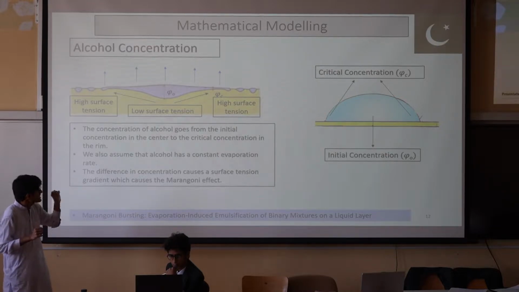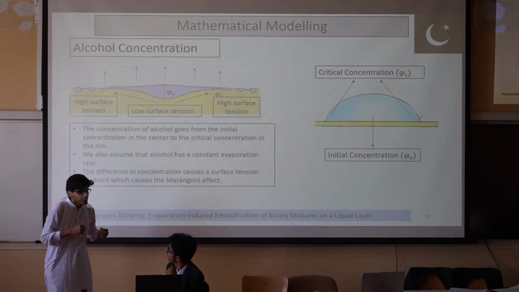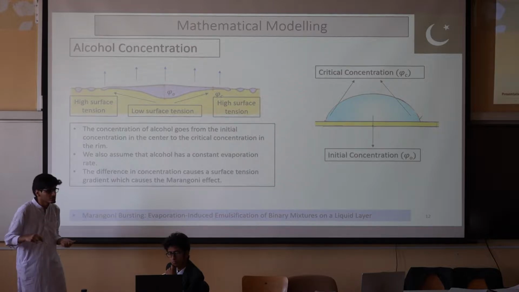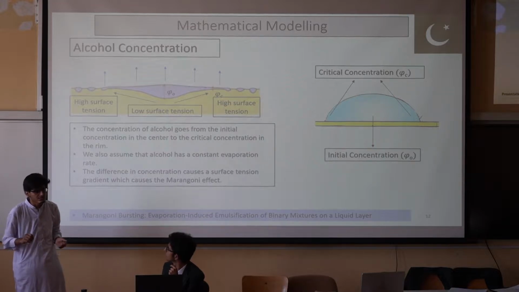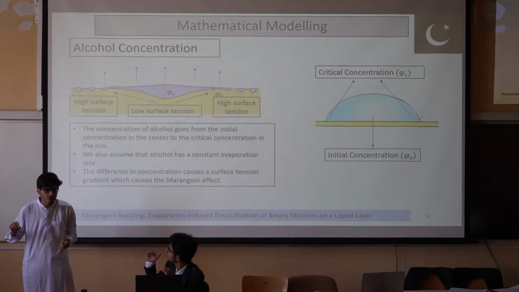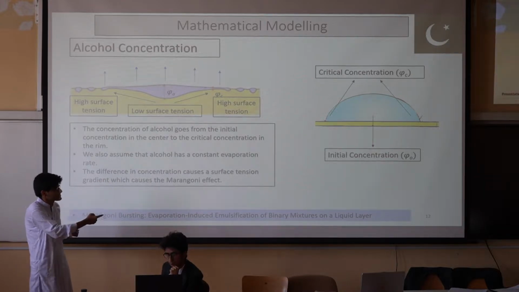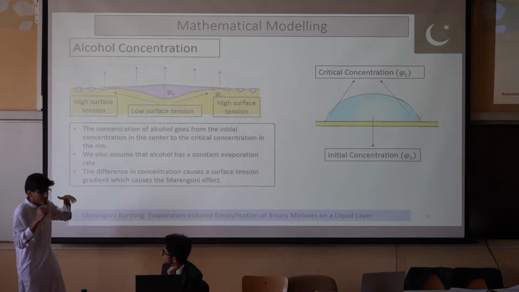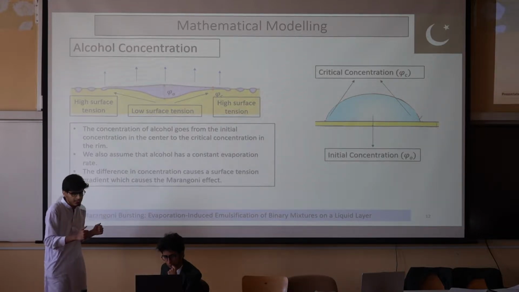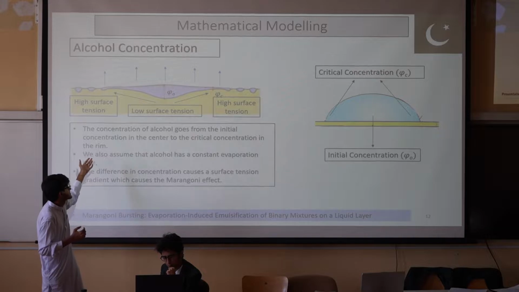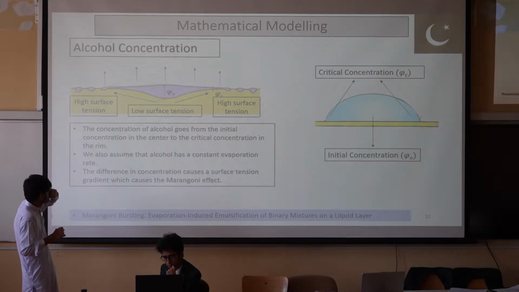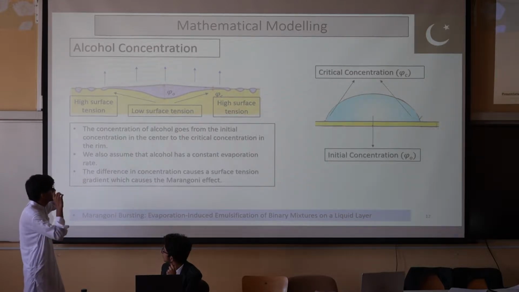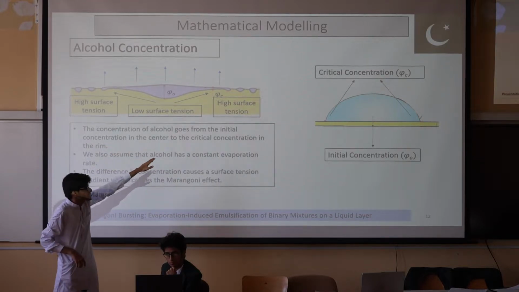So one thing that happens here is that the part in the middle has something we call the initial concentration, which is like the concentration of alcohol our original solution had. And on the sides of this mother droplet, we have something called the critical concentration, which is like the minimum concentration needed for this process to work, which was discussed when discussing the spreading parameter. So because of this difference in the percentages, there is a surface tension gradient basically. There's high surface tension on the sides and lower surface tension in the middle. This is what causes the Marangoni effect, where the liquid moves from the middle to the side part.